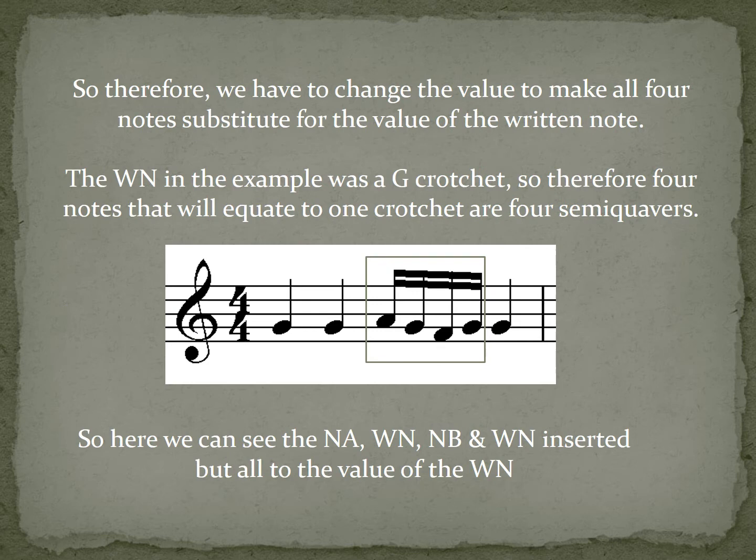So we have to change the value of those 4 notes to substitute it for the value of the written note. So in that particular example that I used, the written note was a G crotchet. So we have to say which 4 notes will equate to that 1 crotchet. Well, the answer is 4 semiquavers. So as you can see, I've now changed the note above the written note, the note below and the written note, to equal 1 crotchet, 4 semiquavers.